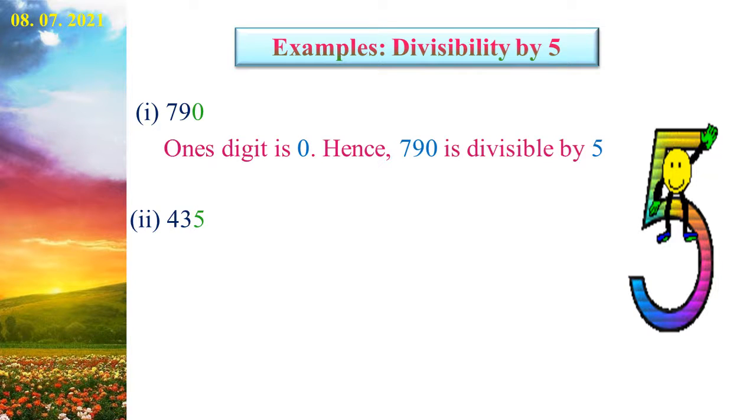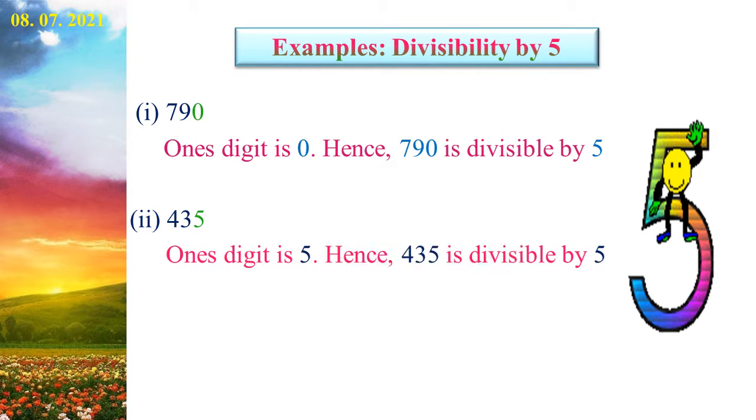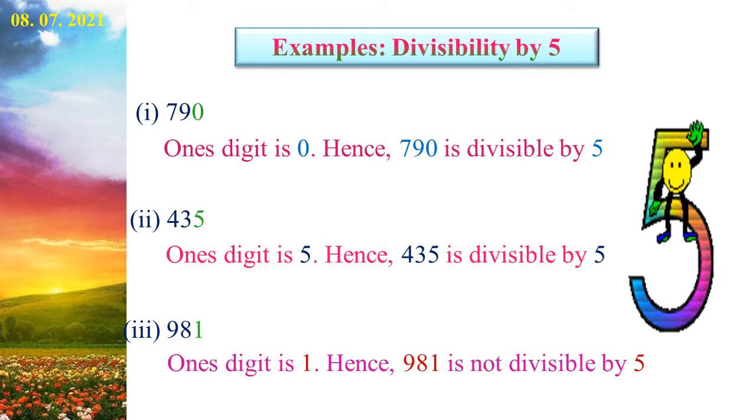Look at another number, 435. Here ones digit is 5. Hence 435 is divisible by 5. Let's see one more example. The given number is 981. Here ones digit is 1, not 0, not 5. Hence the number 981 is not divisible by 5.